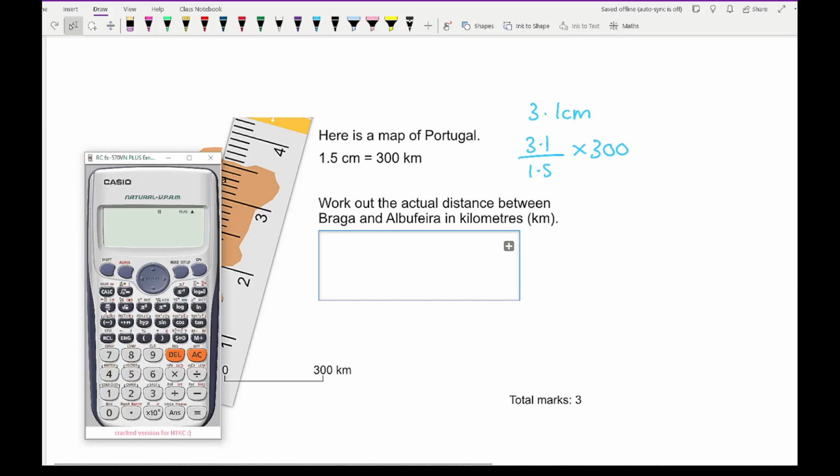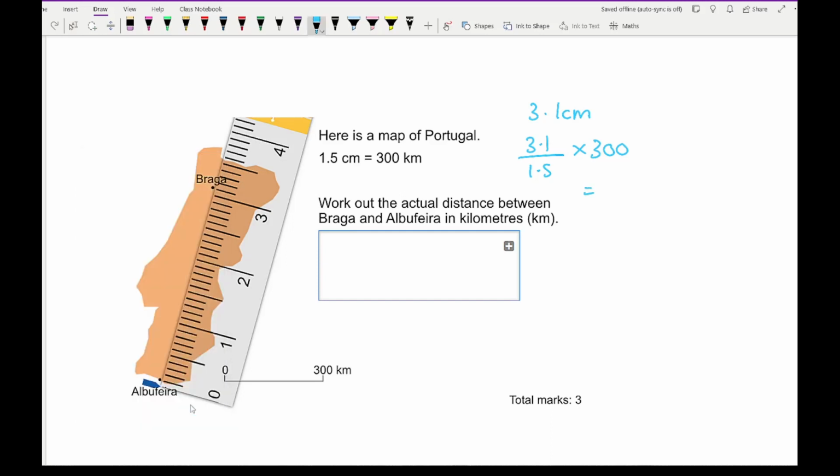So 3.1 divided by 1.5, times 300, and we get an answer of 620. Now depending on what you've done, I would say any answer between 600 and 640, depending on what your ruler situation is like, but that's basically how we do it.